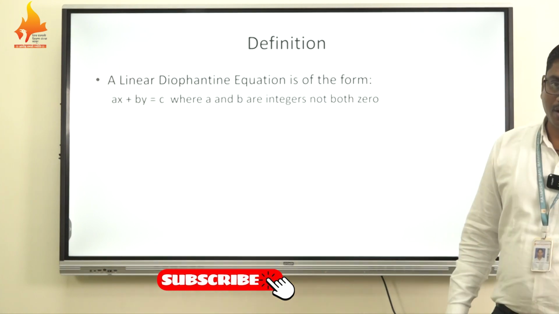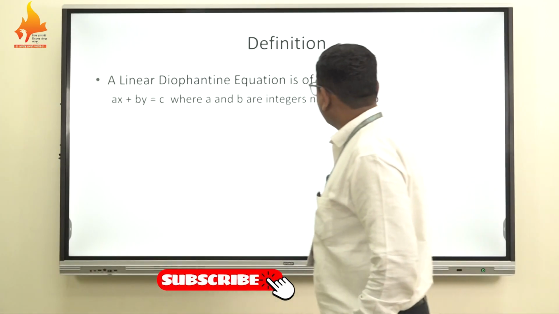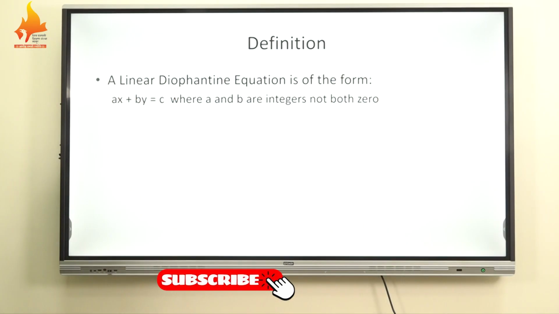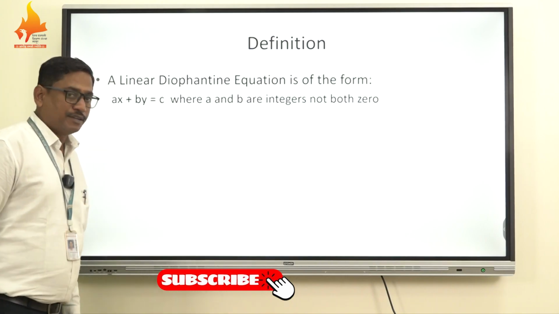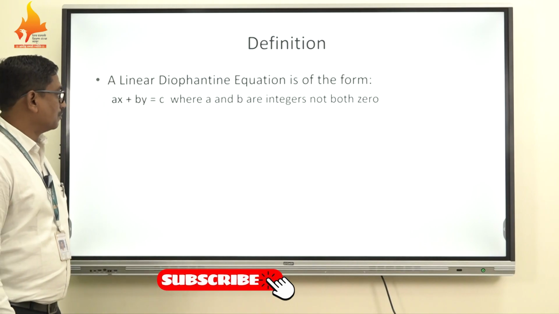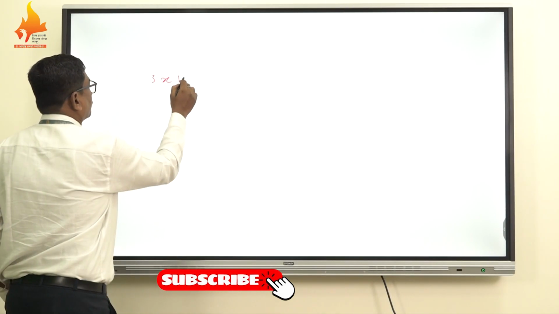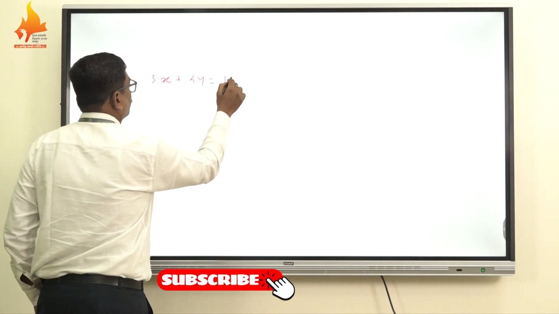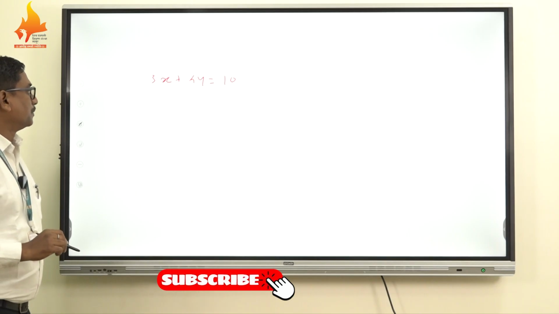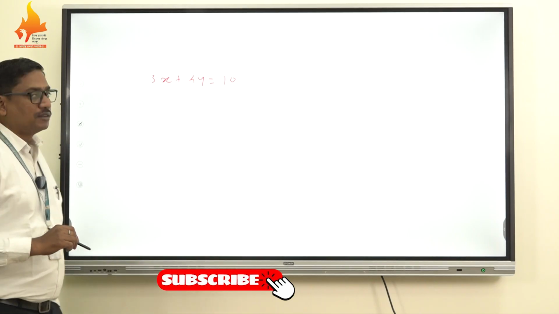In the first slide, we have already given the definition of this Diophantine equation. The linear Diophantine equation has the form ax plus by equals c. Here a and b must be integers and both should not be 0. That is the main condition. For example, 3x plus 4y equals 10 is a linear Diophantine equation. The coefficients and constant a, b, c must be integers, and x and y are unknowns.